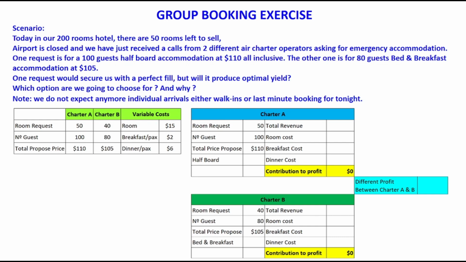The other one is for 80 guests, bed and breakfast accommodation at the rate of $105. One request would secure us a perfect fill, but will it produce optimal yield? Which option are we going to choose and why? Note: we do not expect any more individual arrivals, either walk-in or last-minute booking, for tonight.